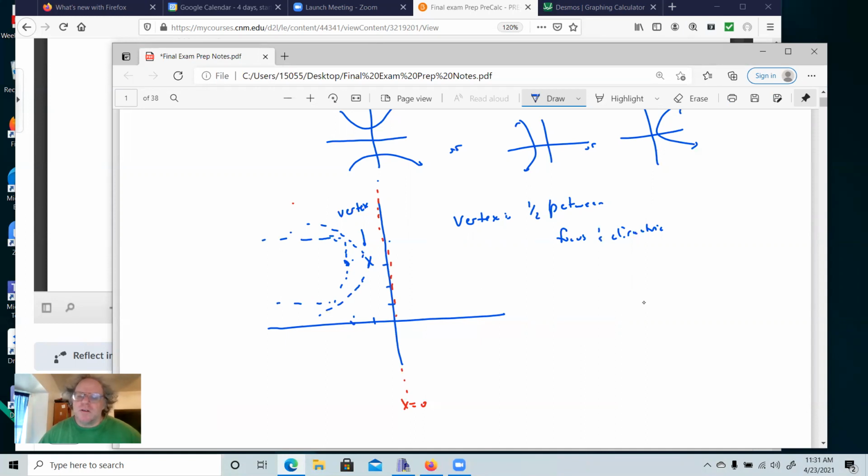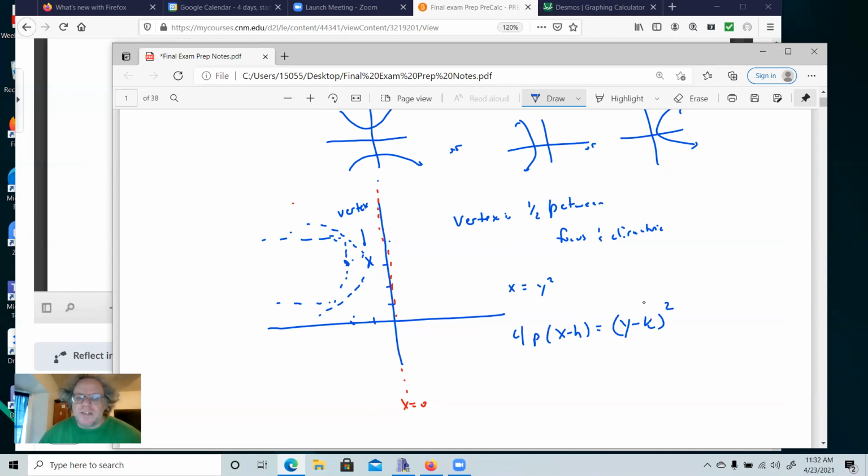Of the two versions, I want x equals y squared, don't I? Back from shapes of functions, back from college algebra. So we're going to do 4p (x minus h) is equal to (y minus k) squared. That's the standard form that we have.